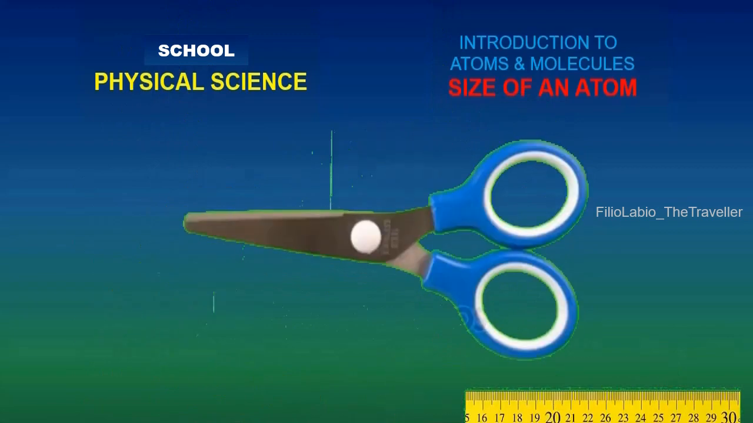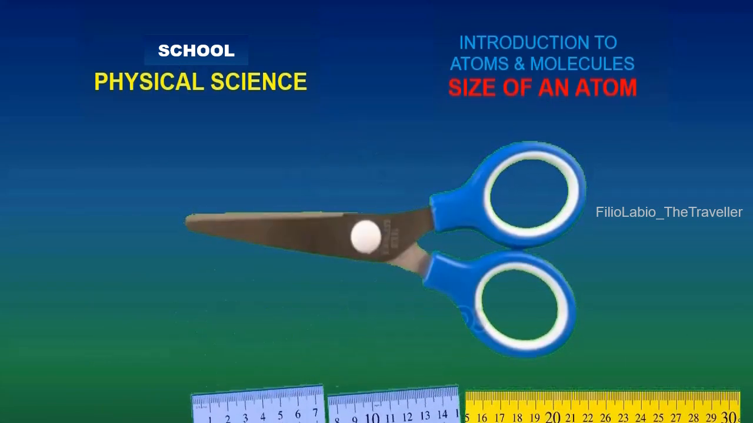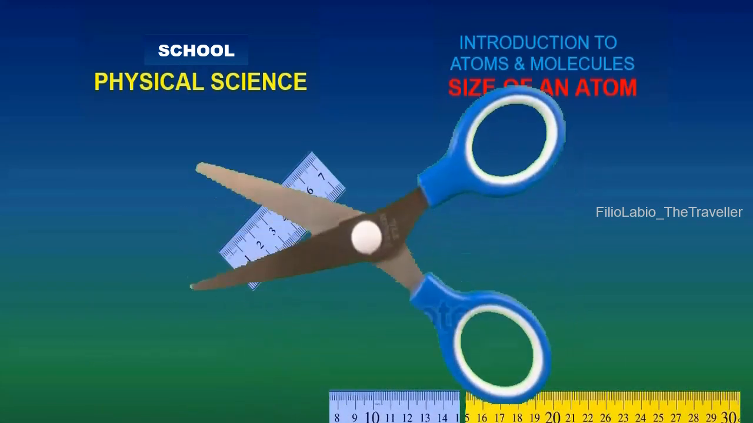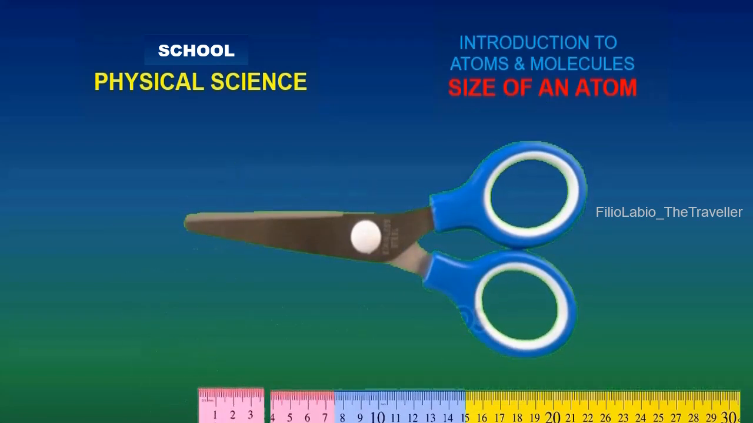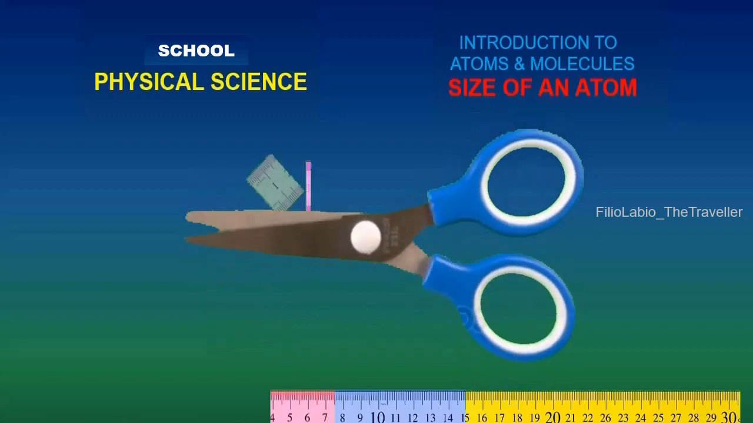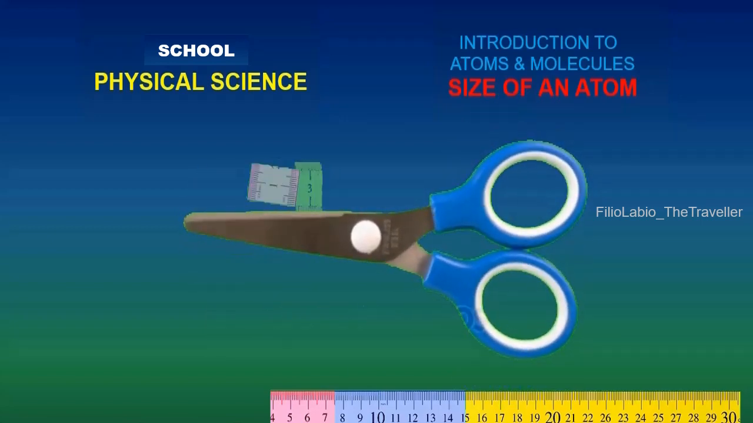Again, cut it into 2 pieces. Now this one would be of 7.5 centimeter. Take this, cut it into 2 pieces. It would be around 3.75 centimeter. Cut it into 2 pieces into equal parts.